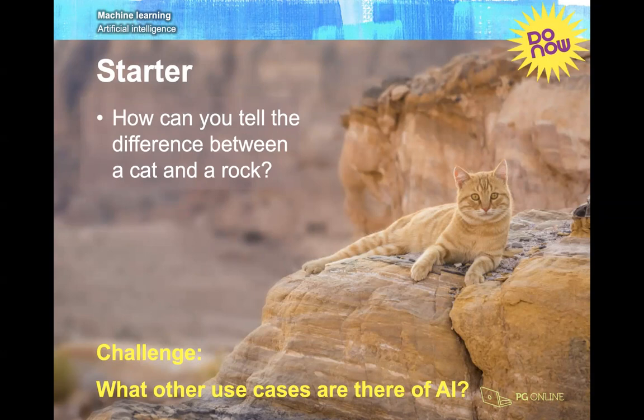So for the first one, how can you tell the difference between a cat and a rock? So a cat has eyes, it has ears, it has legs, and a rock is an inanimate object. They're about the same color, and the rock has a harder surface. The use cases for AI include self-driving cars, Siri, and games.